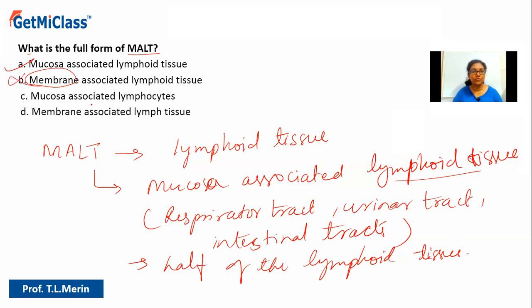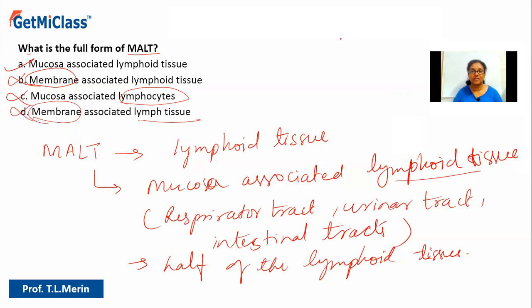Option C says mucosa associated lymphocytes. The lymphatic fluid consists of lymphocytes, but here MALT, LT means lymphoid tissue, not lymphocyte. Hence it is ruled out. Option D says membrane associated lymph tissue. So we don't call it lymph tissue. First of all, it is not only membrane associated, it is mucosa associated. Hence it is ruled out.